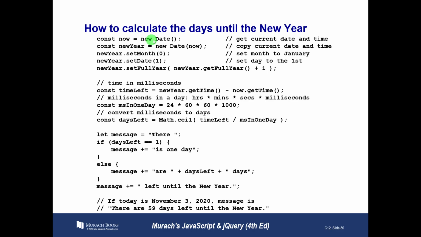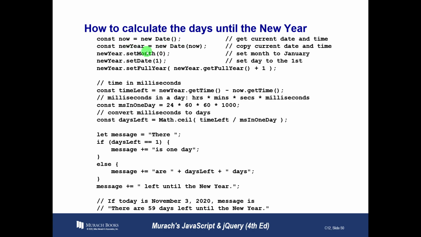Constant now equals a new date. So we're creating a new date object to represent now. Then we're making another new date object based on now. So it's a copy of this first one. Now, why would we do that instead of just creating another new year and saying new date?